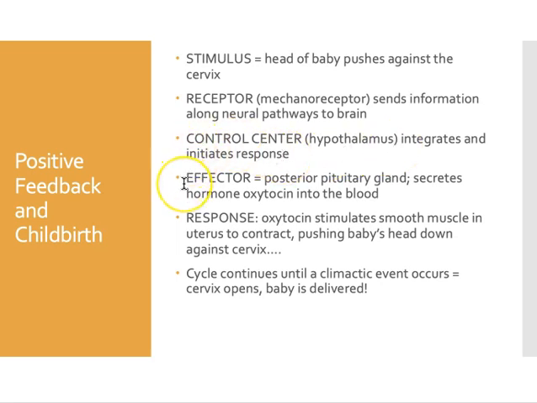The effector, in the case of positive feedback during childbirth, is the posterior pituitary gland, which is going to secrete the hormone oxytocin into the blood. The response occurs when the oxytocin stimulates the smooth muscle inside of the uterus to contract, pushing that baby's head down against the cervix.